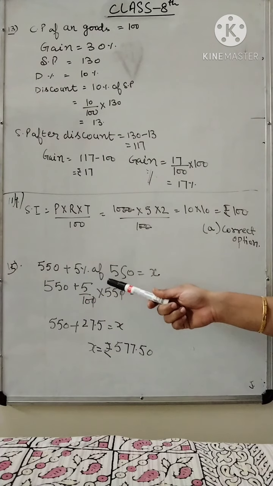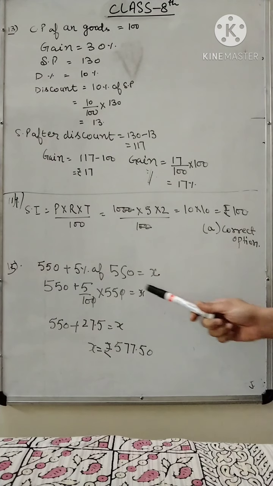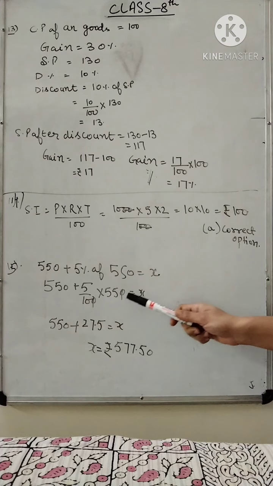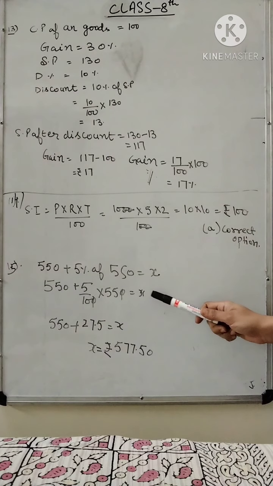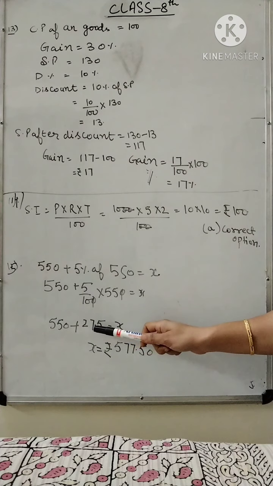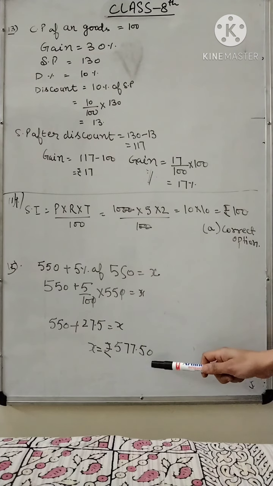550 plus 5% of 550 is equal to x. 550 as it is, 5%, 5 upon 100 into 550. Cut the zeros. 5 into 55, you get 27.5. x is equal to 577.50. A is the correct option.